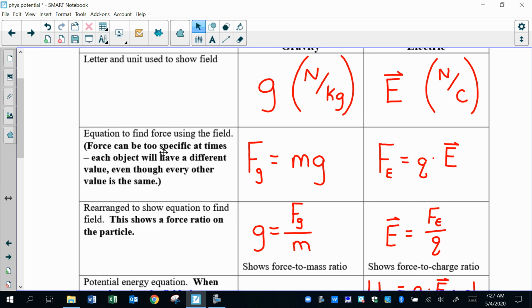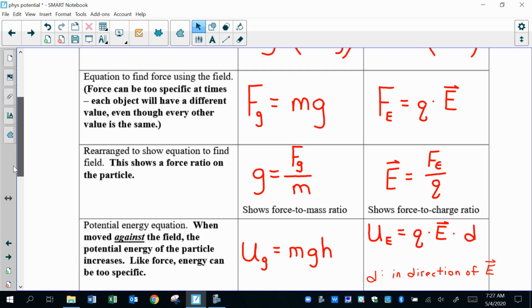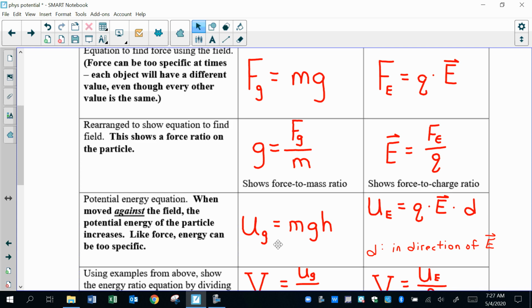Now, force can be too specific sometimes, so we can put it into a ratio, and there, as I just said, a force to mass ratio. Continuing down, we have our equation for energy. We did that back in January. We did our energy unit.